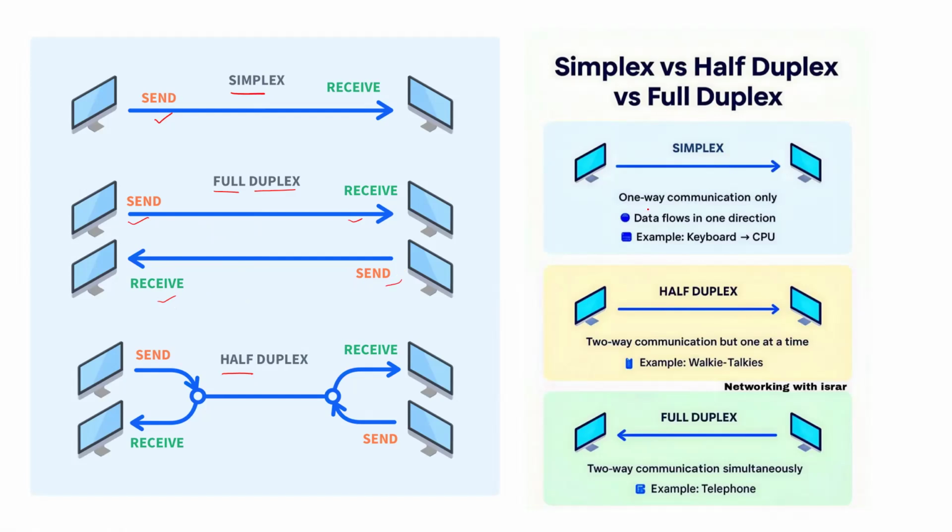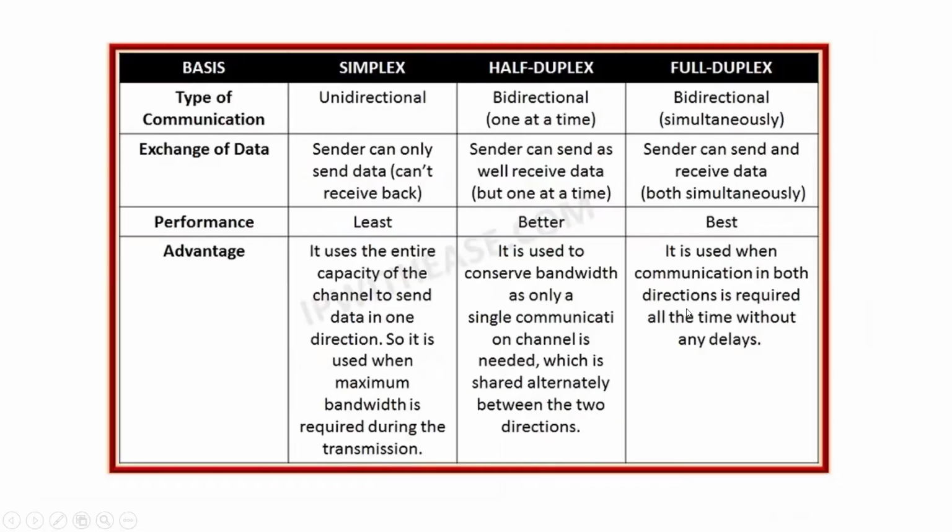So now what is the basic difference here? Simplex is one-way communication. The data flow is also in one direction. One example is from the keyboard to CPU. When we give some information with the help of the keyboard, the CPU is going to receive it. In case of half duplex, it is two-way communication, but at a time, only one side can communicate. An example is the walkie-talkie. In case of full duplex, both sides can communicate simultaneously. An example is our mobile phone, telephone, all these things.